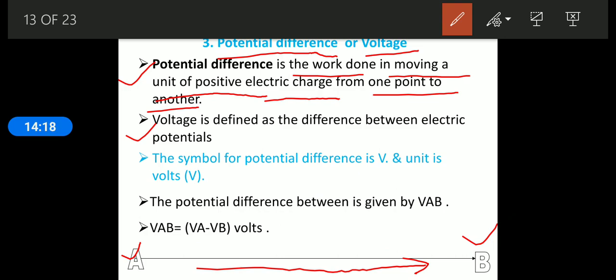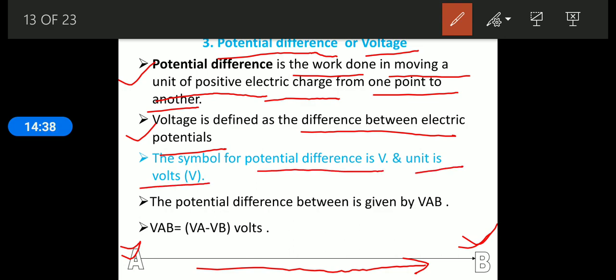Voltage is also defined as the difference between the electrical potentials, that is, VA and VB. The symbol of potential difference is V. Unit is volts. The potential difference between two points is given by VAB equal to VA minus VB volt.